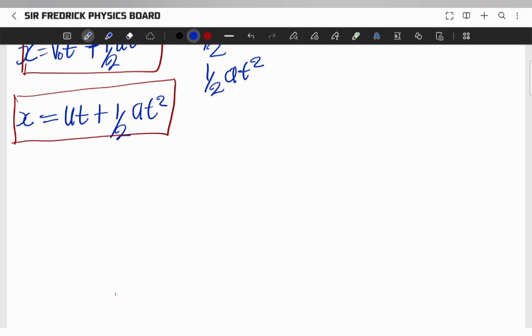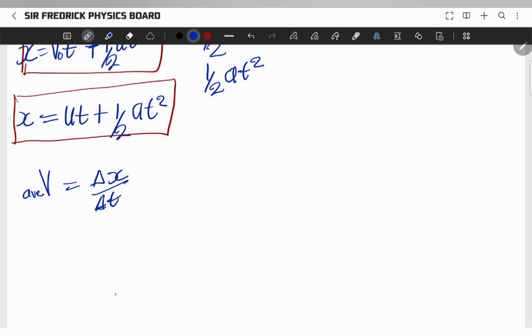Okay, so the third equation comes from the definition of velocity. And what is velocity? We know that velocity is the rate of change of displacement with time. That's how we define it. So we can say average velocity is just the change in displacement with change in time.